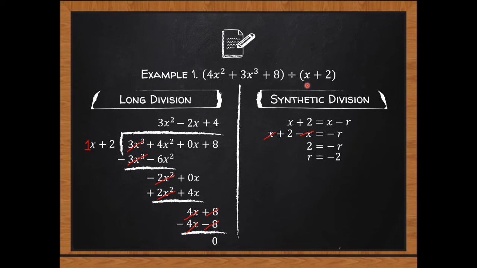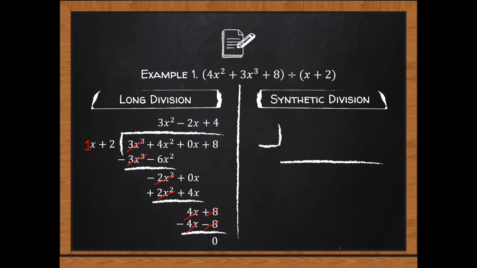Take a look at our divisor. So to get r, ang gagawin lang natin is we take the opposite of our constant. So magiging negative lang siya. So that's why our r is equal to negative 2.